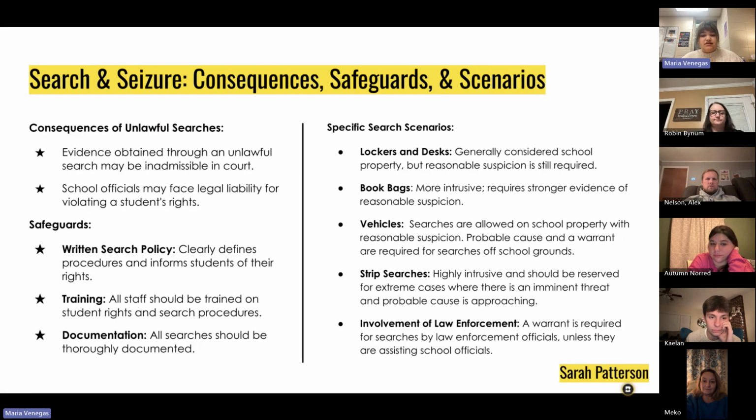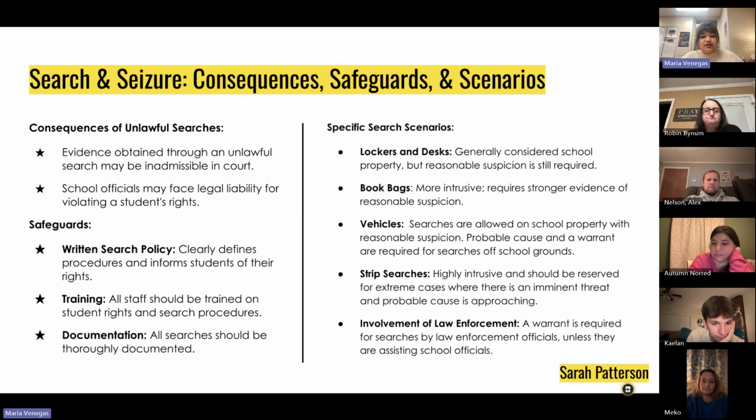So, some consequences, safeguards, and scenarios. Unlawful searches can lead to evidence being inadmissible in court, and teachers and other staff can face legal charges for violating students' rights. To protect schools and staff, there should be a written policy. For example, the student who created this slide said that their school has one in the code of conduct, and their resource officers follow the precedent of New Jersey versus T.L.O. that I talked about a minute ago. There should also be training for any staff member involved in searches, and documentation should be kept.